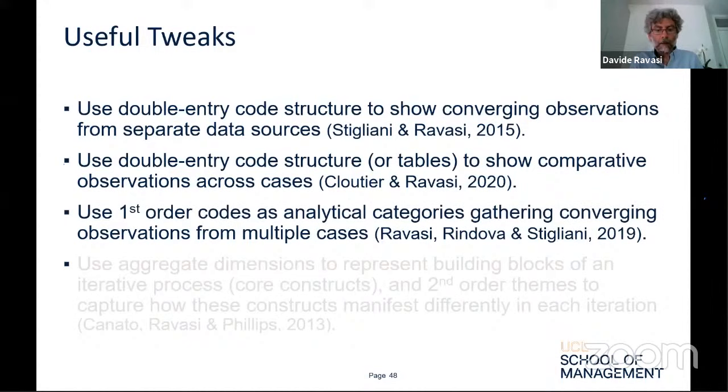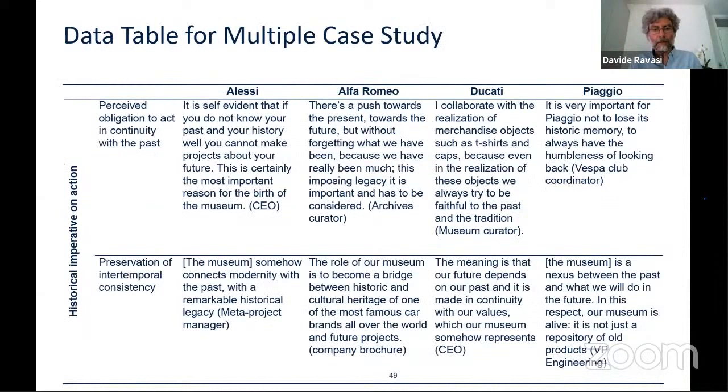When doing multiple cases, usually first order codes tend to be a little more analytical. So when using multiple cases, you do something like this. Here you may have second order codes on the side, historical imperative on action. You may have first order codes that are already quite analytical. Perceived obligation to act and continue with the past, preservation of intertemporal consistency.